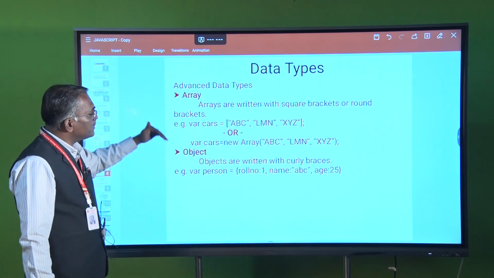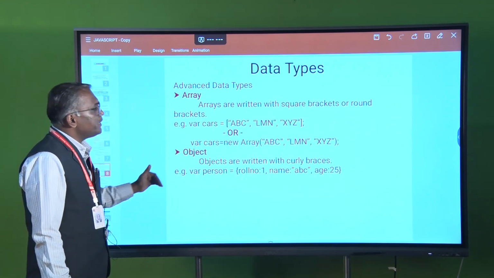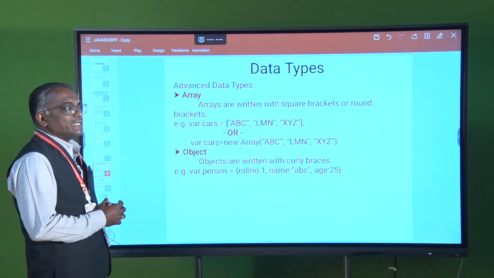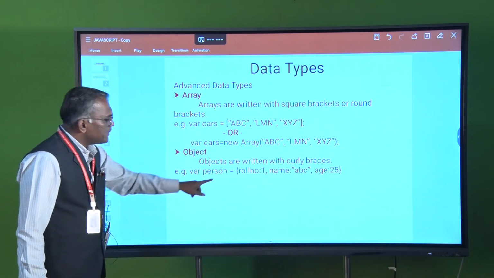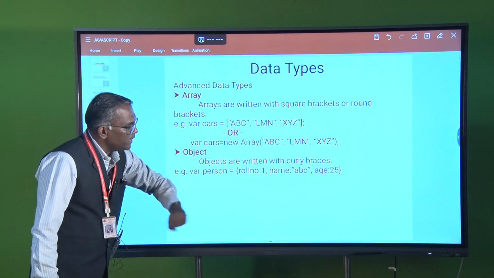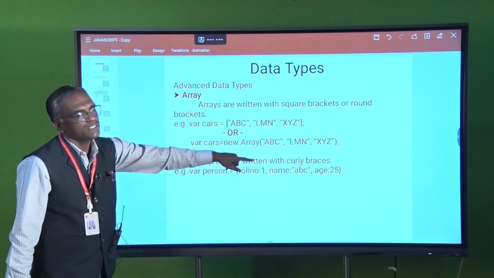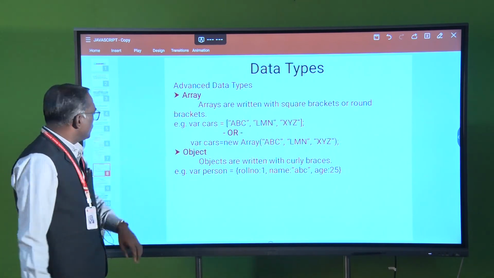The next data type in collection is object. In JavaScript we can create objects also. Here person is one object which is created, roll number is its property, 1 is the value, name is the property, ABC is the value, age is the property, 25 is the value.